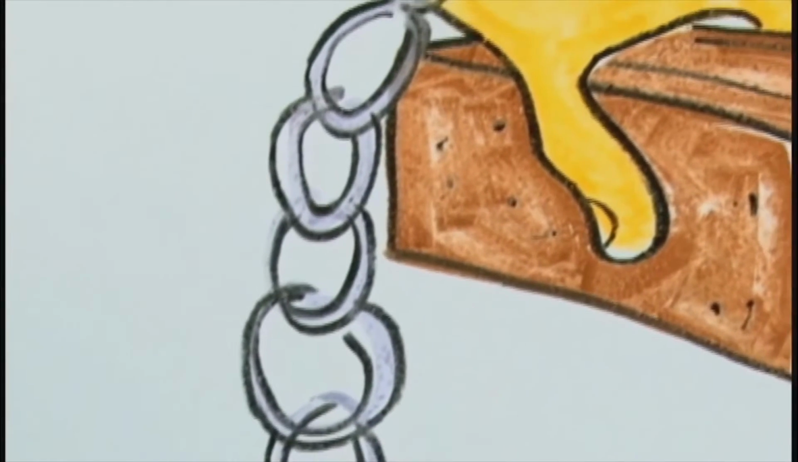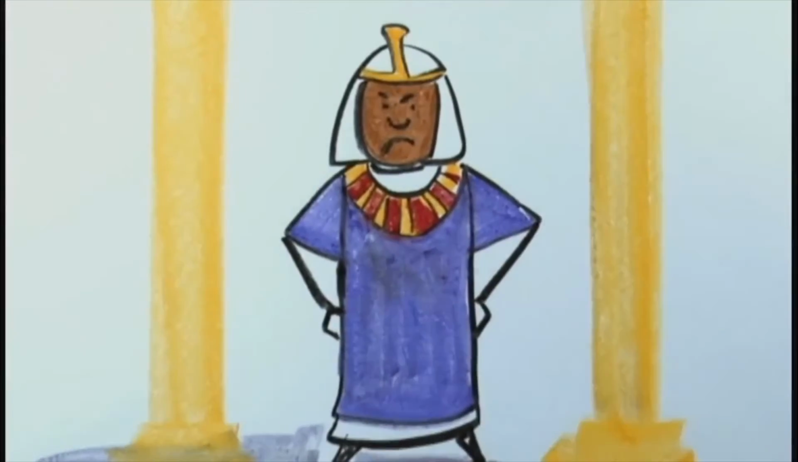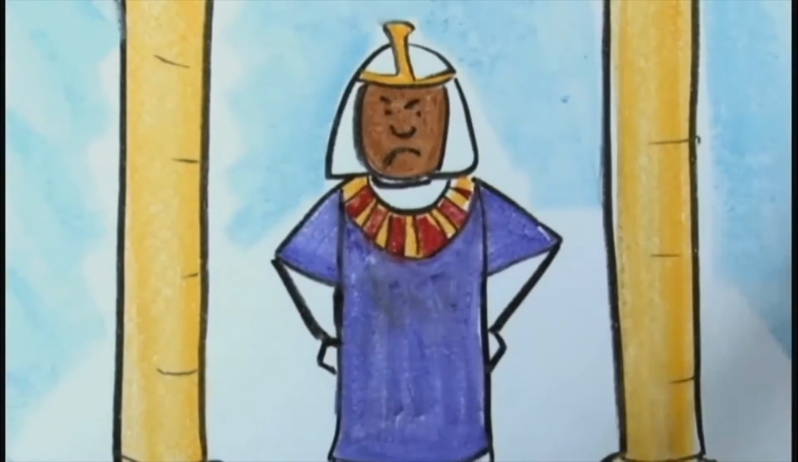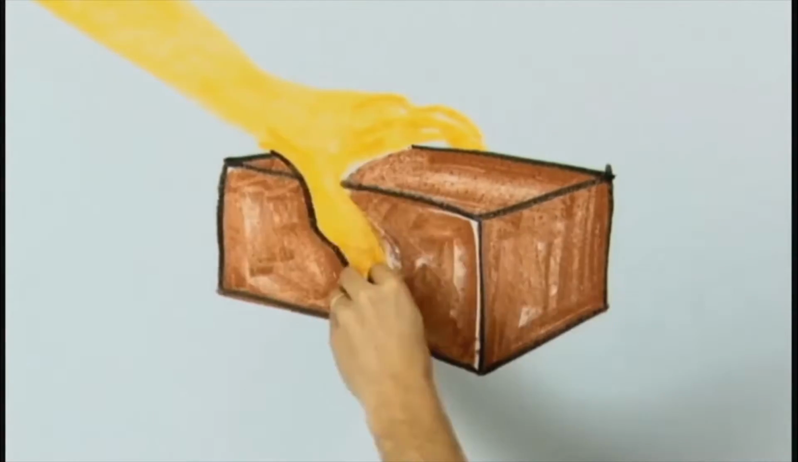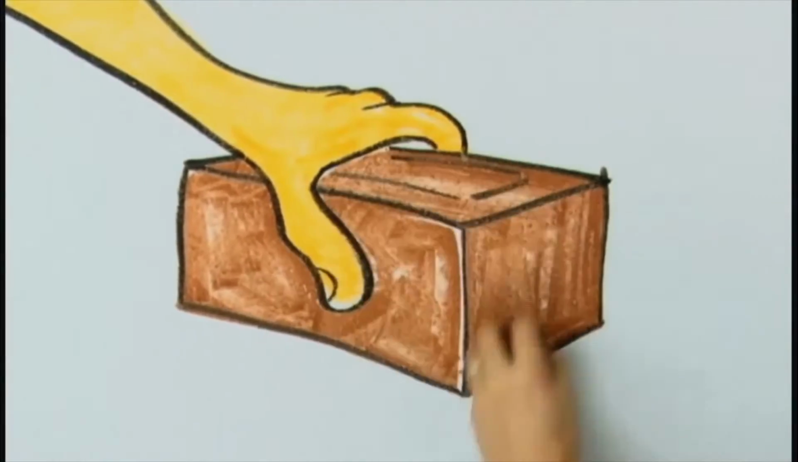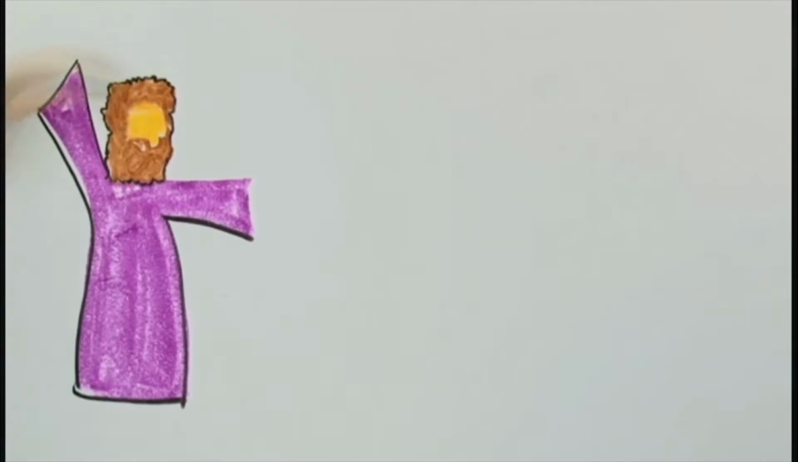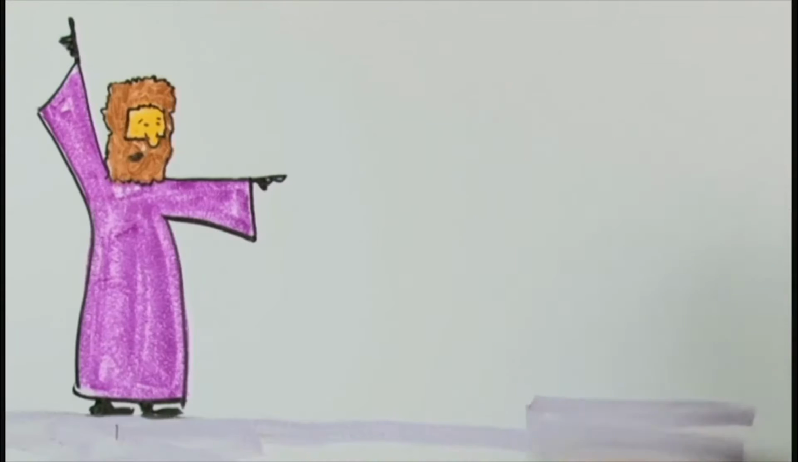The Israelites were trapped. They were slaves in Egypt, slaves for Pharaoh, the king of Egypt. Pharaoh made them work hard. "Get to work," he said. All day they had to make bricks. Brick after brick after brick. So the Israelites cried out to God, "God, please save us." God heard their cry and sent Moses.